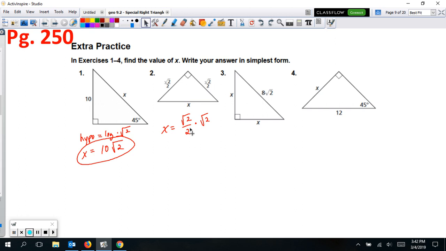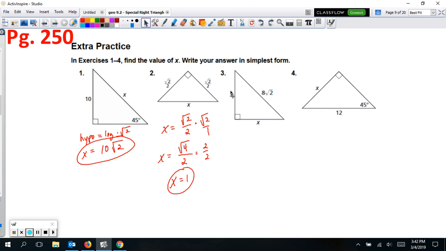And so now as we multiply this, we can put this over 1 and make this into a fraction. So now it's square root of 2 over 1. We're going to multiply the square roots together. Square root of 2 times square root of 2 would give you the square root of 4. So 2 times 1 on the bottom is 2. Square root of 4 is 2. And so 2 over 2 would just equal 1. So x equals 1 for number 2.